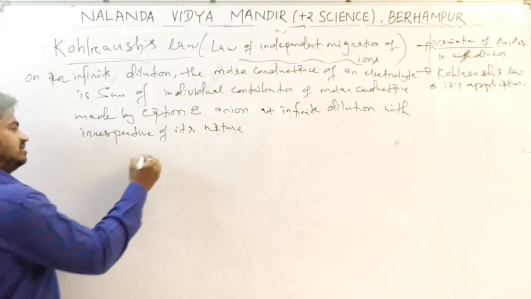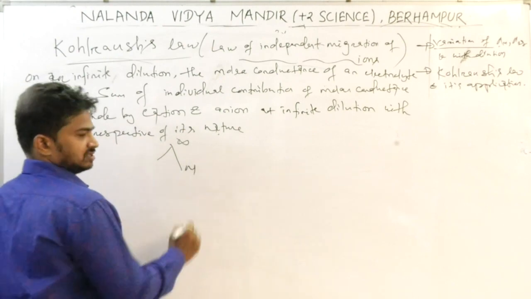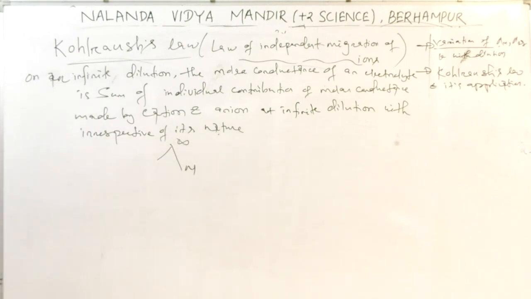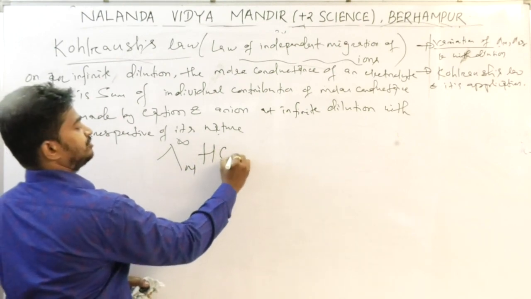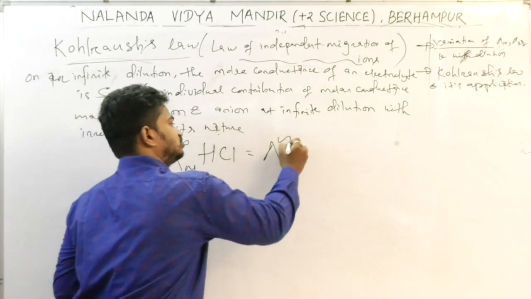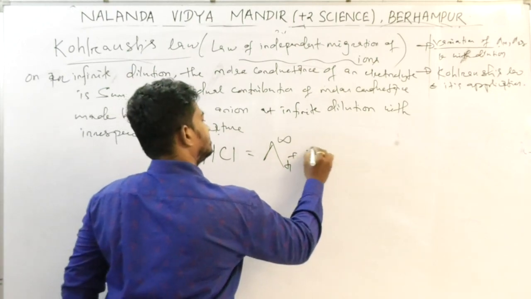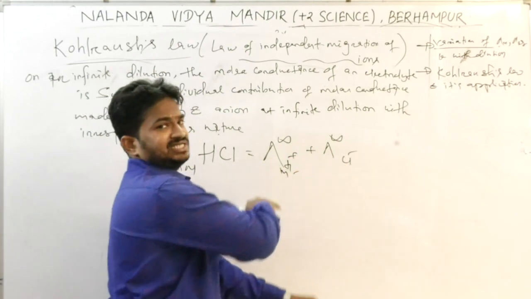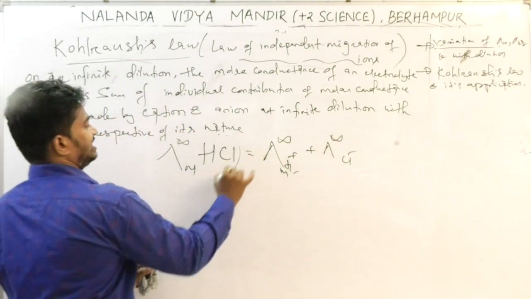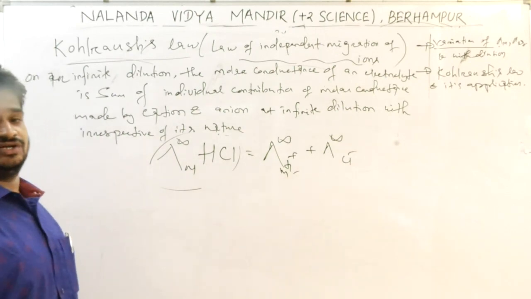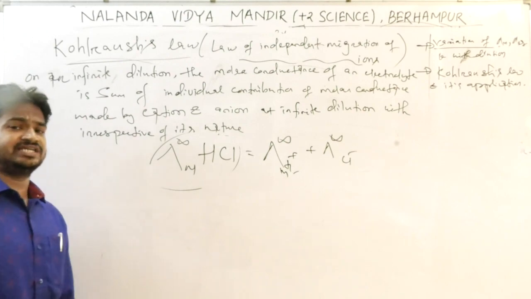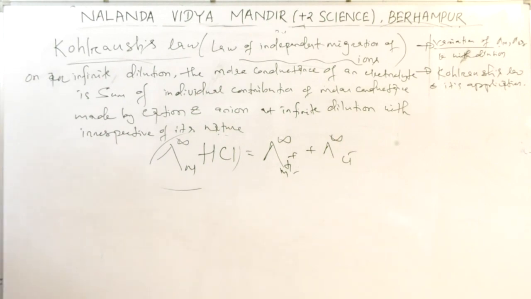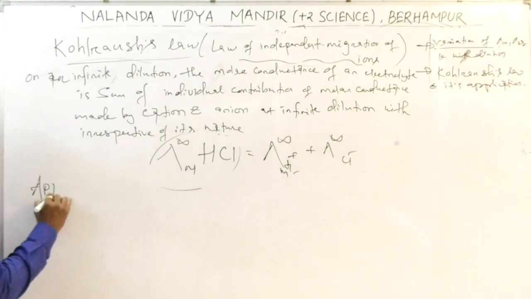So if we talk about infinite dilution, the molar conductance of hydrogen chloride will be the individual contributions made by cation and anion. Whatever the molar conductance made by the cations and anions, by summing those we get the infinite dilution molar conductivity of that particular electrolyte. It may be a strong electrolyte, it may be a weak electrolyte. So this is Kohlrausch's law. Okay, so what will be its applications?